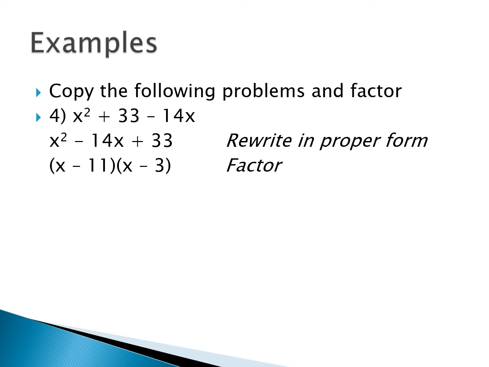Now the last one here is going to be, again, I had to rewrite it. Two numbers that multiply to get positive 33 and add to get negative 14. They are the same sign, but because it's negative 14, they're both going to be negative. And those two numbers are negative 11 and negative 3.